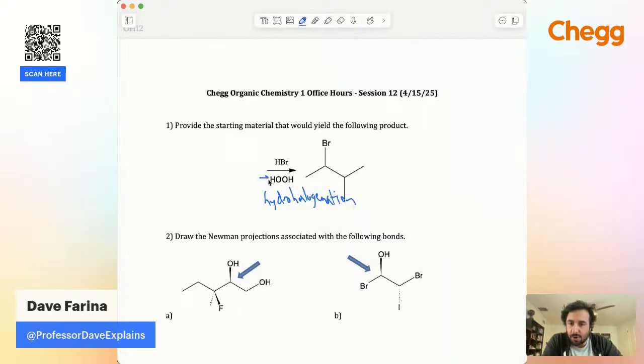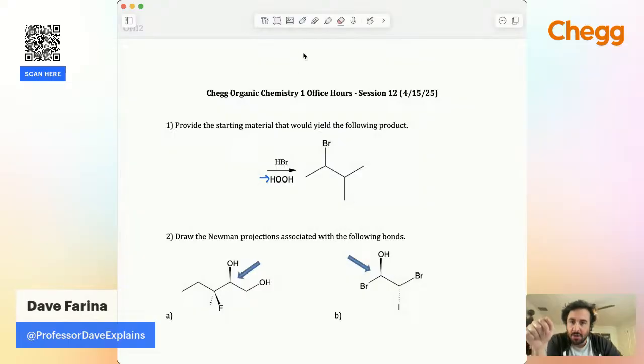And what do we have here? We have hydrogen peroxide. And we know that peroxides are going to promote anti-Markovnikov regiochemistry. So if we did anti-Markovnikov hydrohalogenation, that means that the bromine atom went to the less substituted of the two carbons participating in the pi bond.